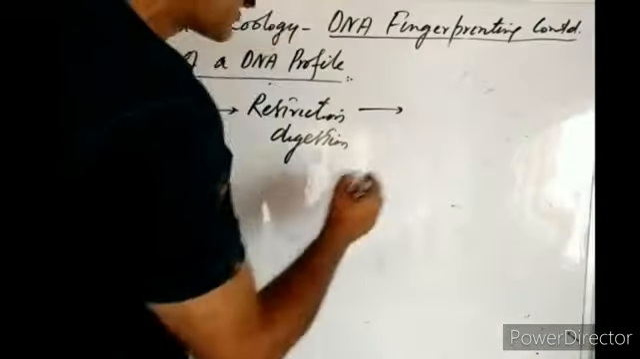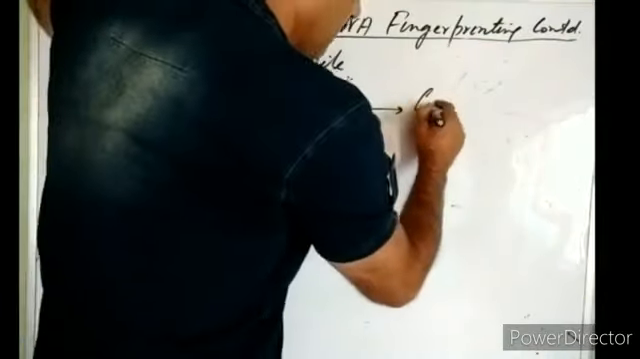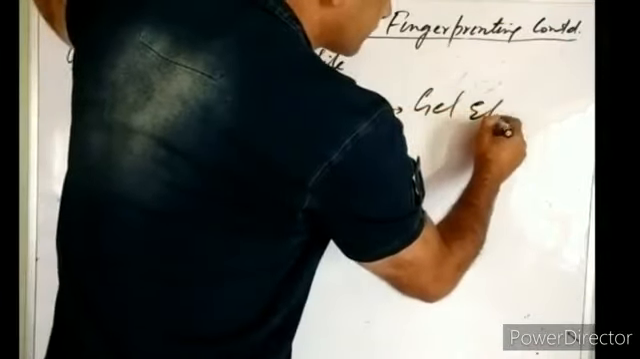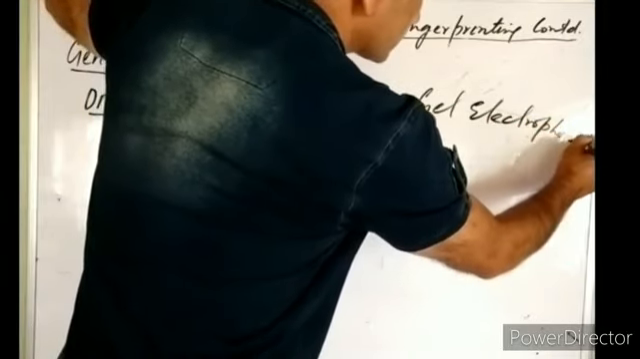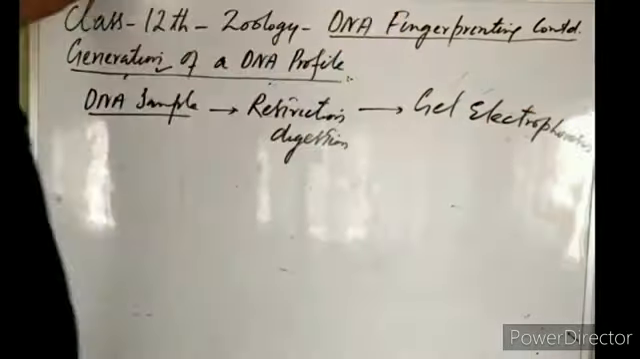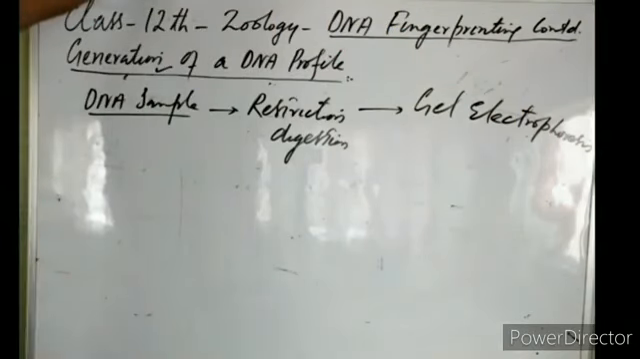After restriction digestion, these fragments of different lengths are separated from each other by gel electrophoresis. Why do we separate these fragments of different lengths from each other? So that we can easily handle them. So we can separate fragments of different lengths by gel electrophoresis.